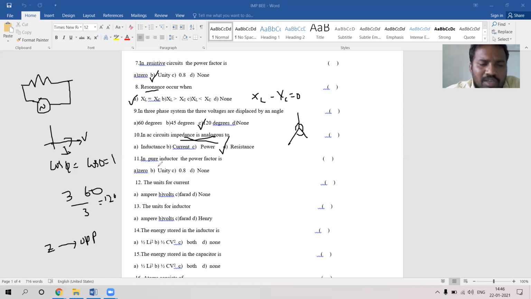Next question is, in pure inductor what will be the power factor? When we see, the resistor is excited with AC source. Similarly the inductor can be excited with AC source.